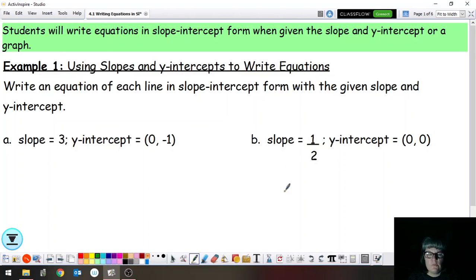In Chapter 4, we're going to be writing equations of lines, and in this section, section 4.1, we're going to write them in slope-intercept form. Slope-intercept form. That's y equals mx plus b. So that's not identifying slope, that's not slope formula, that's the form for writing the equation of a line.